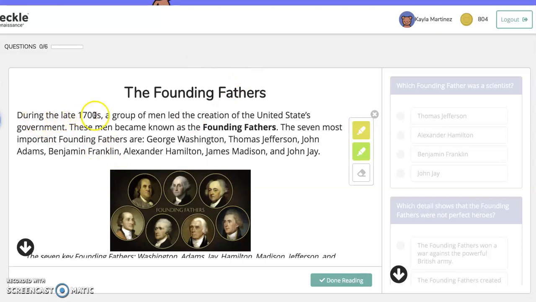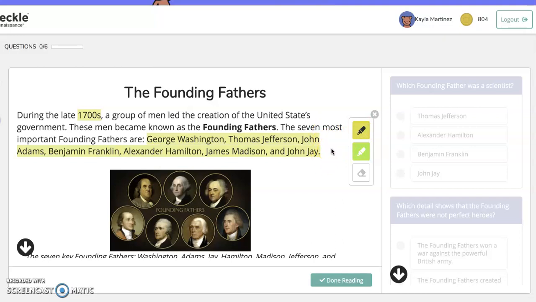During the late 1700s, so remember, we are in the 2000s, and this was the 1700s, so that was a long time ago, a group of men led the creation of the United States government. These men became known as the Founding Fathers. The 7 most important Founding Fathers are, now they're going to list names: George Washington, Thomas Jefferson, John Adams, Benjamin Franklin, Alexander Hamilton, James Madison, and John Jay.